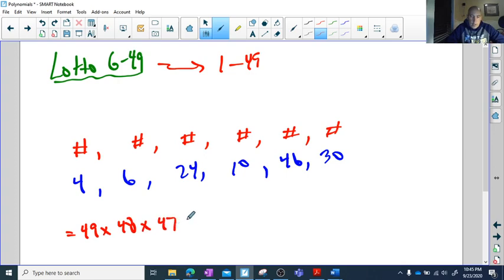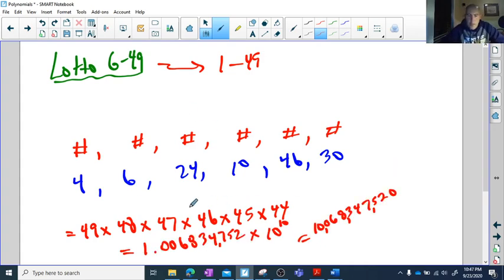Then 47, 46, 45, 44. 1, 2, 3, 4, 5. There's your 6 numbers that come out. Well, let's do a calculation on that and see what we've got for possibilities.